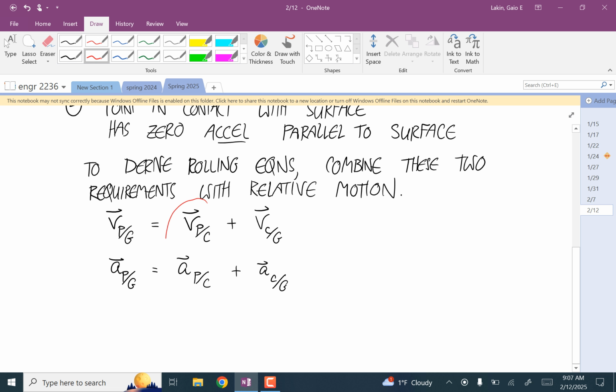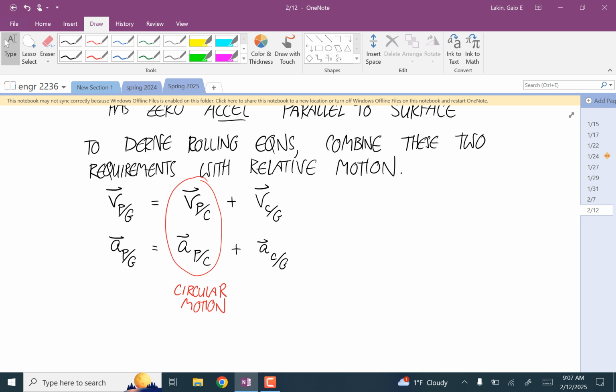And these two are circular motion. Okay, and I'm just going to call these two the velocity and acceleration of the center. Like I always do, if I just ask you for a velocity or an acceleration of a point, I'm assuming that the ground is the reference. So this is the velocity of the center and the acceleration of the center.